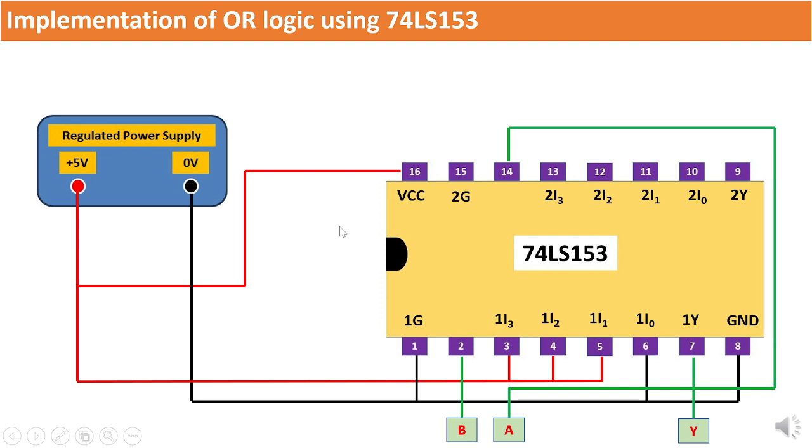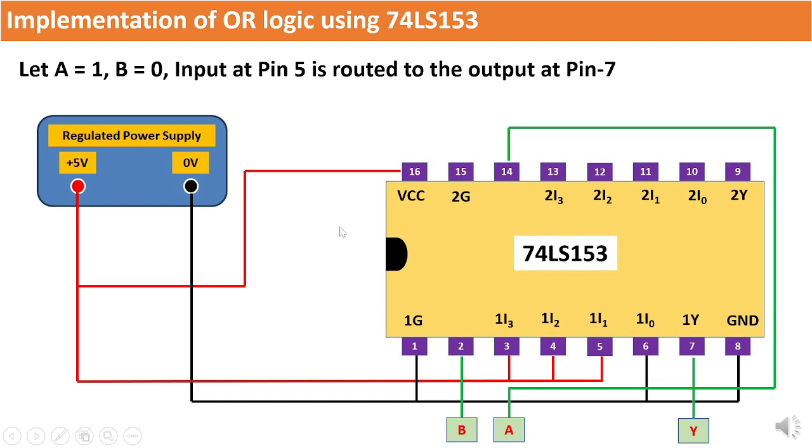When A is set to 1 and B to 0, the input at pin number 5 directs its path to the output at pin number 7. Given that input 1I1, linked to pin number 5, carries a logic high, this results in the output at pin number 7 being high, consistent with the expectations set by the OR logic truth table.